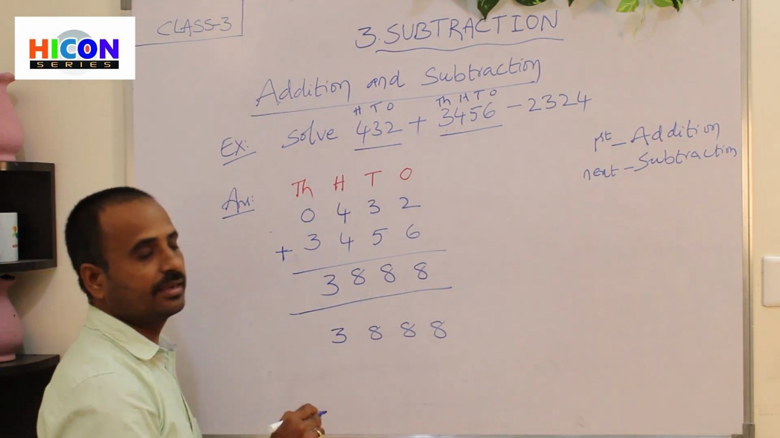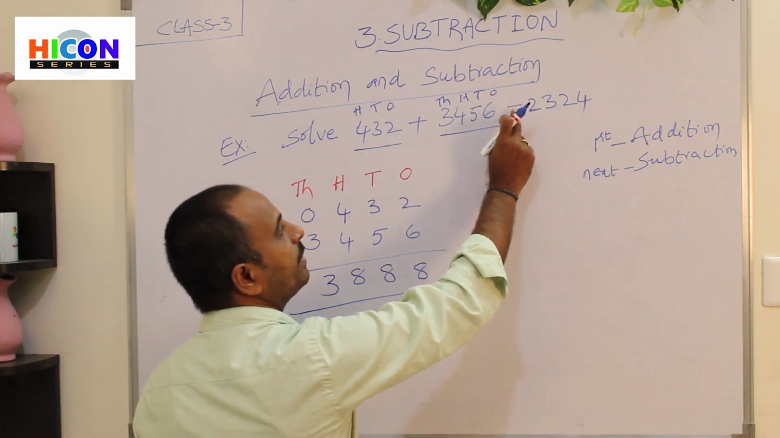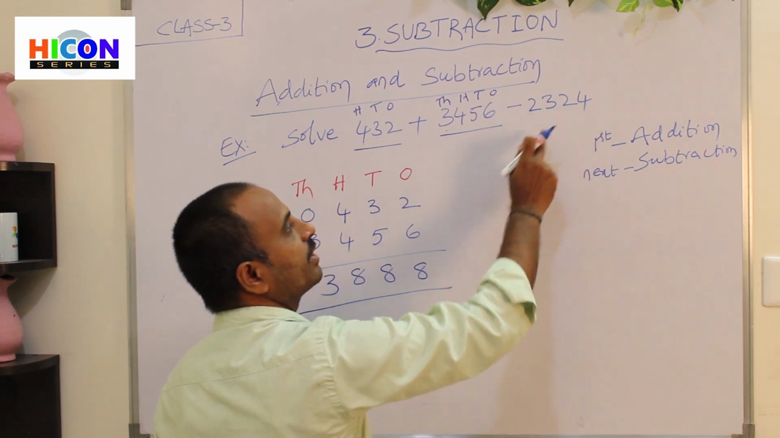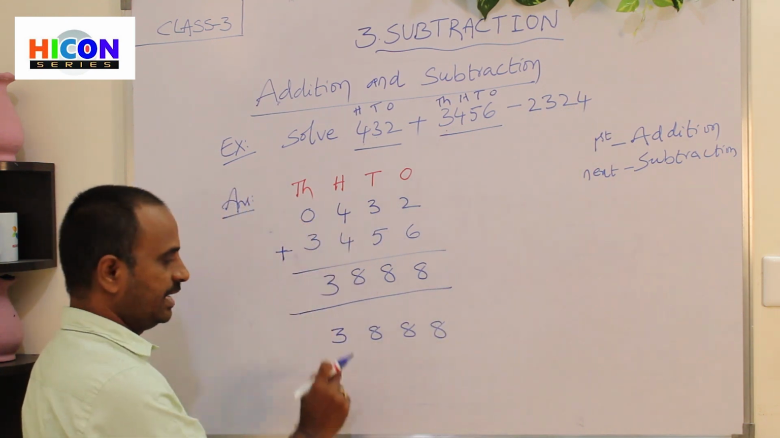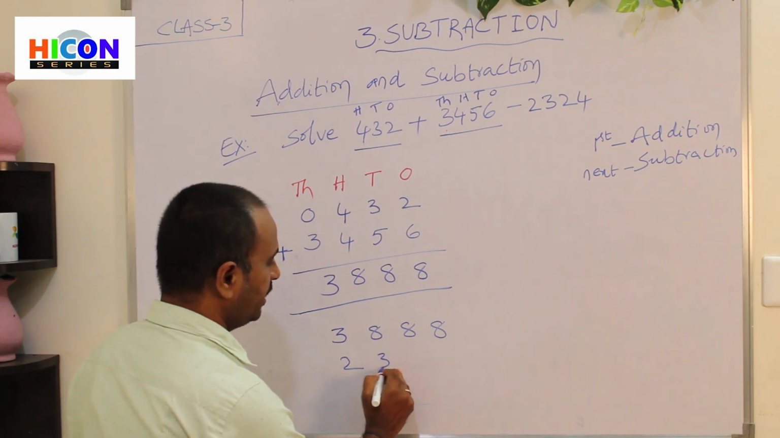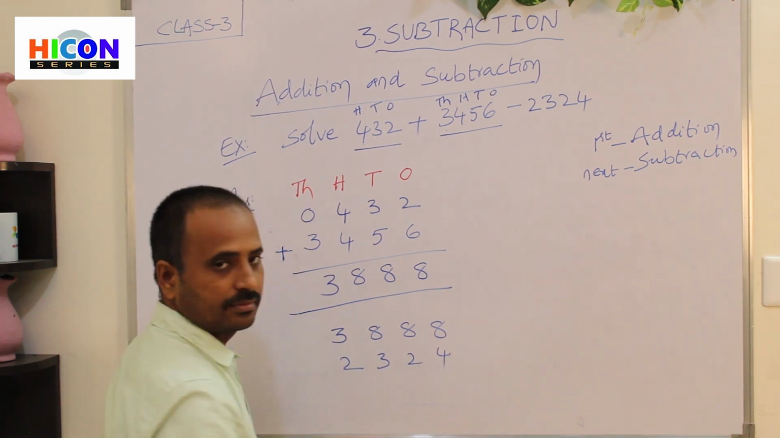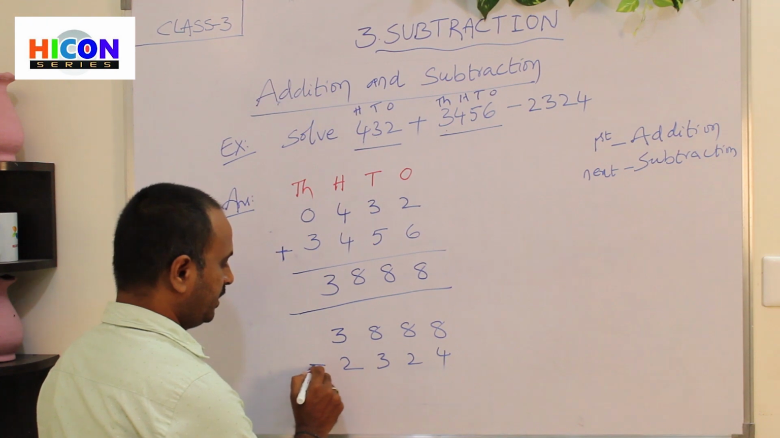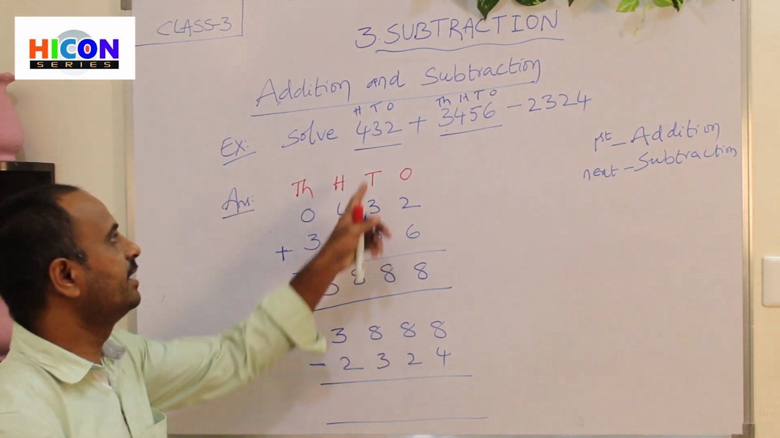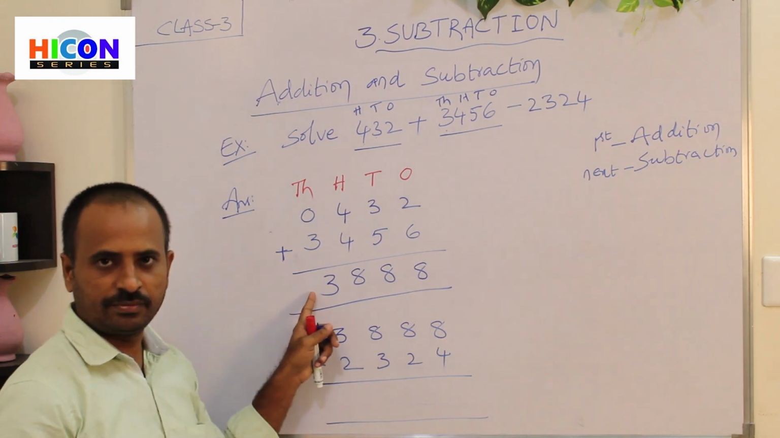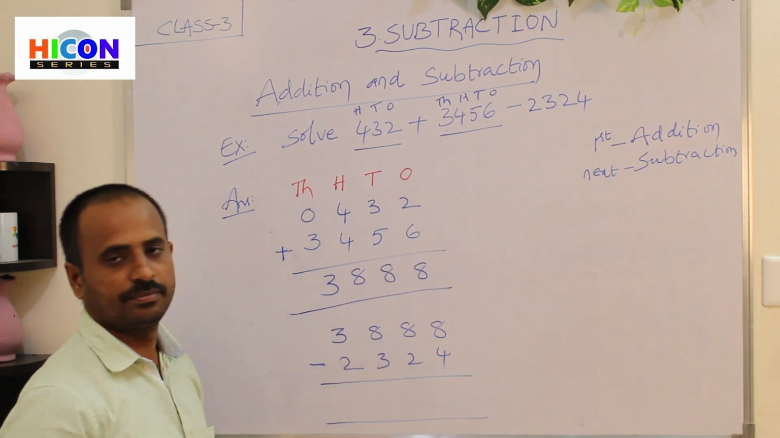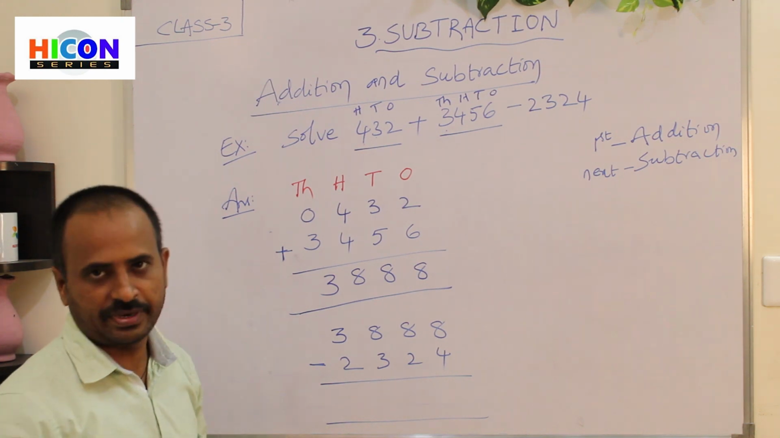And write the number which has a minus symbol. Which number has the minus symbol here? 2324 has the minus symbol. So write that number below the sum, 2324. Now subtract these 2 numbers. First we added the 2 numbers and got a sum. Now subtract the third number from the sum.